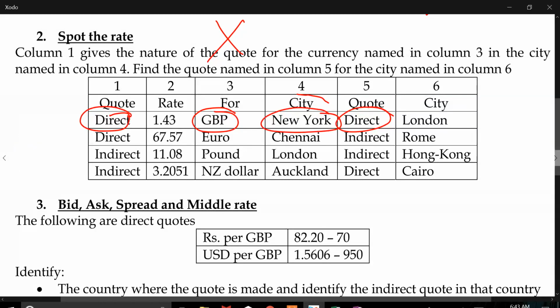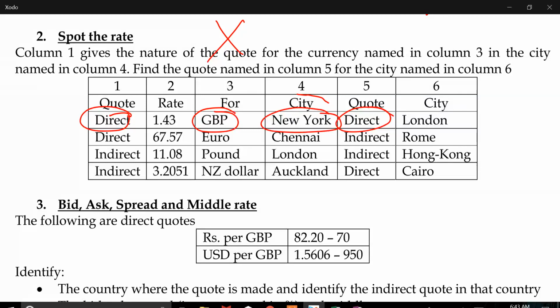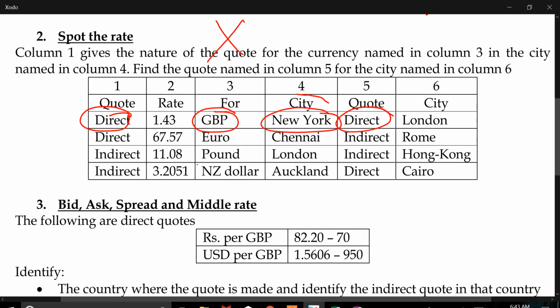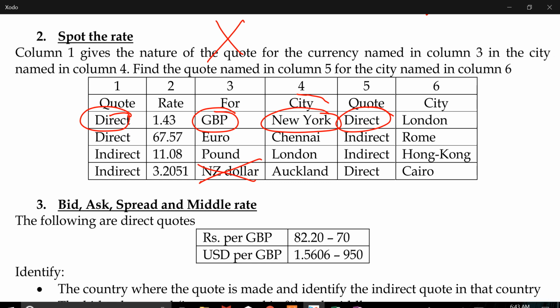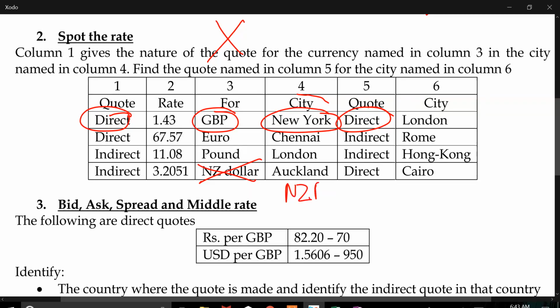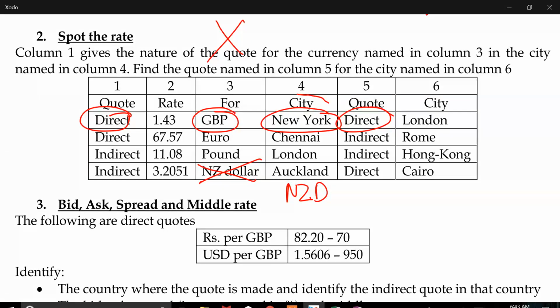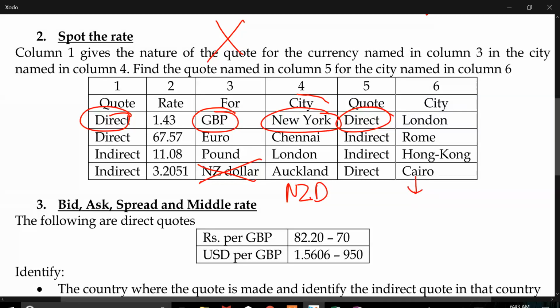The last quote, indirect quote in Auckland. I am making it very clear, I don't want to know what this currency itself is. That currency is just helping us to find out the two pairs of currencies. Indirect quote in Auckland. What is the currency of Auckland? New Zealand dollar. Auckland is basically New Zealand. So New Zealand dollar, and the other currency was EGP.